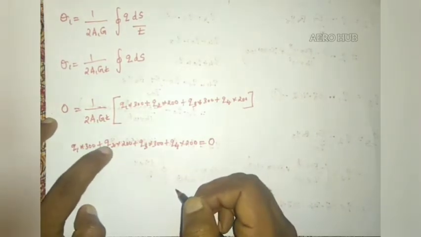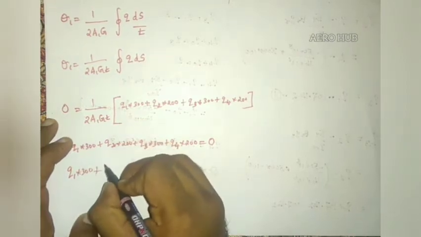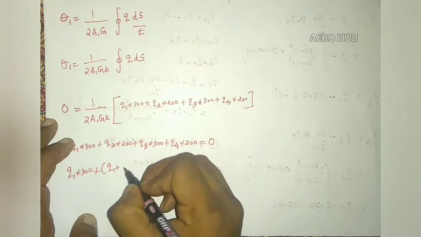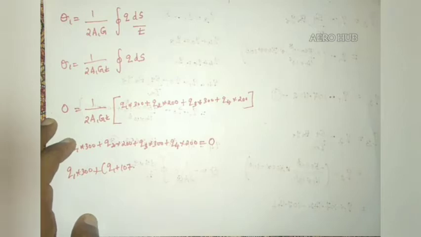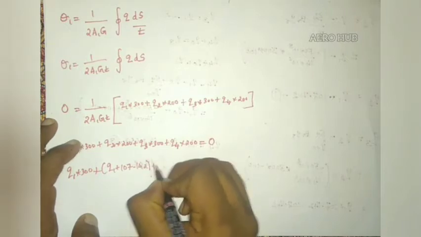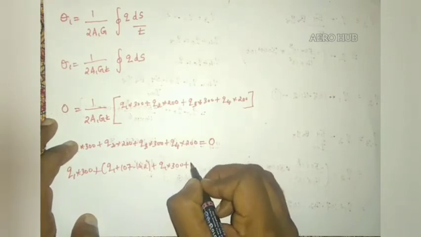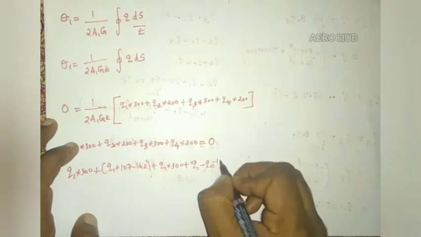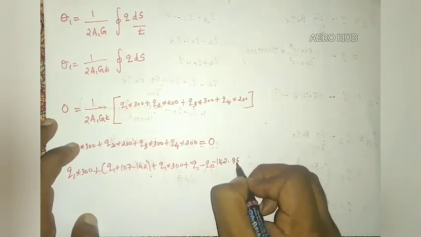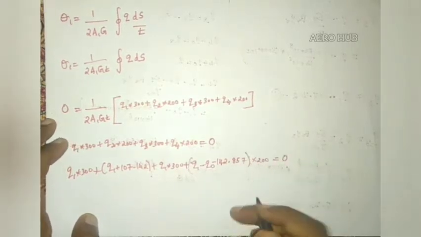Now we have to substitute the value of Q2. That is Q1 into 300 plus, what's the value of Q2, that is Q1 plus 107.142, and Q3 is equal to Q1, so it will be Q1 into 300 plus Q4, which is nothing but Q1 minus Q0 minus 142.857, into 200 is equal to 0.